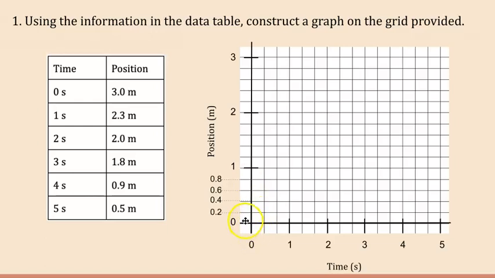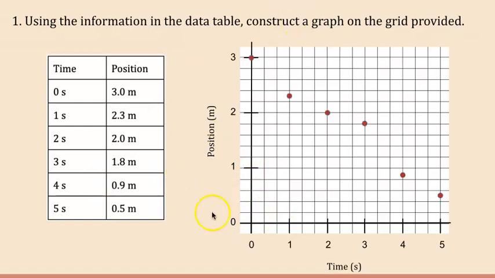And what that means is each of these little spaces is 0.2 meters. In other words, we're counting by 0.2s. You don't have to label it like this, although you can if it helps you, but it's good to know what each space is worth so that you can use that when you're plotting your points.